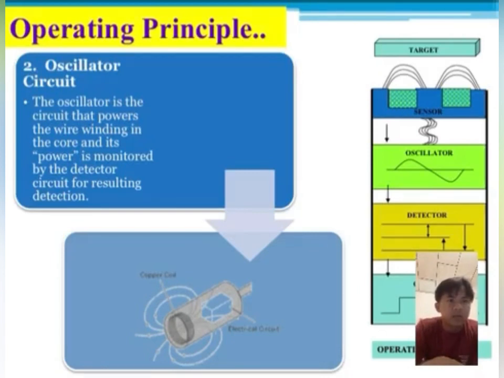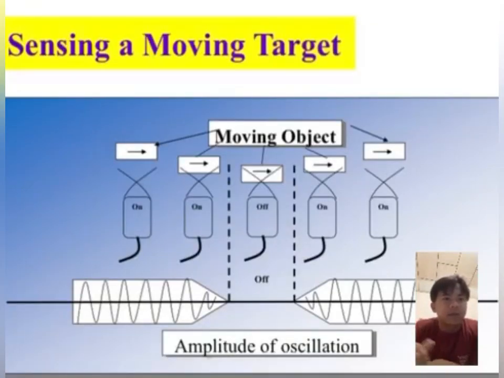The next one is sensing a moving target. As we can see from this, when the sensor senses the moving object, the amplitude of the oscillation will change and give us a sinusoidal signal.